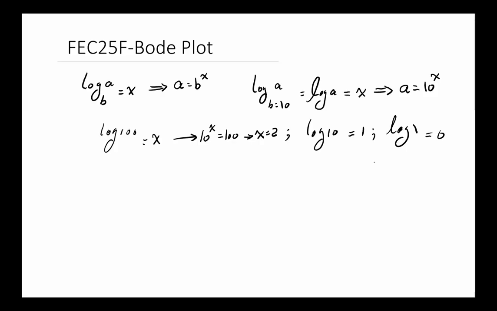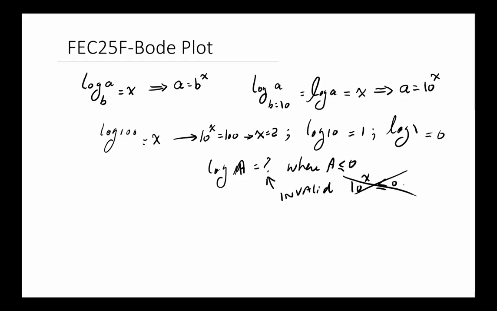Now what happens if we're trying to find the log of a negative number? Well, there is no power of 10 that's going to give us a negative number. So if anybody asks you what is log of A, where A is less than or equal to zero, your answer is that this is an invalid log. There's no power of 10 that gives a number less than or equal to zero. That just doesn't exist. Good.